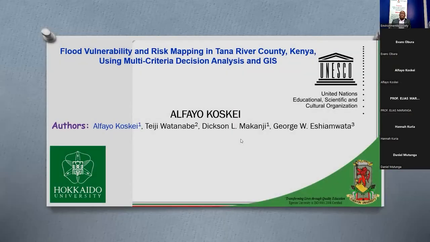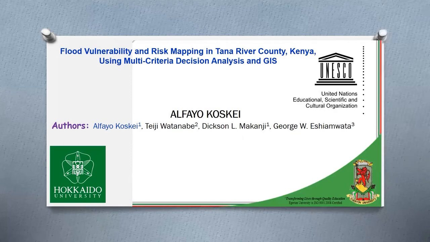Thank you so much, and good afternoon, everyone, and welcome to my presentation. My name is Alfayo Koske, and my co-authors of this research were Professor Watanabe in Hokkaido University, Japan, Dr. Makanji from Natural Resources in Egerton University, and Dr. Choja Shamata from UNESCO. The research we carried out was on flood vulnerability and risk mapping in Tana River County, Kenya, using the multi-criteria decision approach and the GIS.